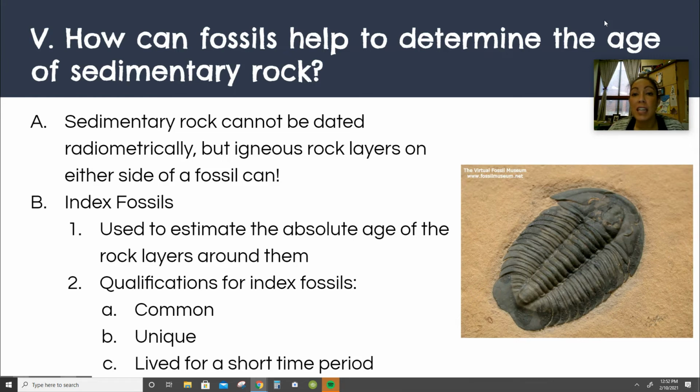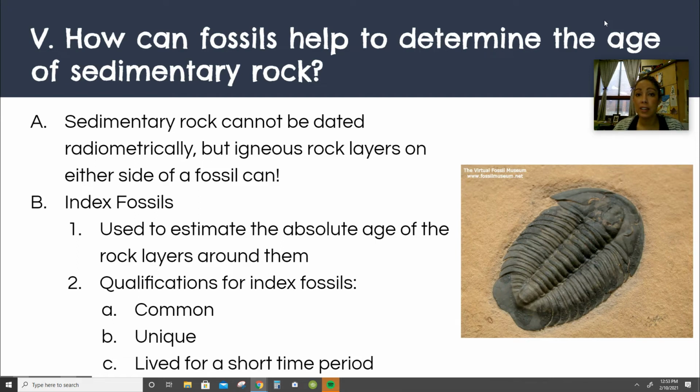So we use index fossils to figure this out. Index fossils help us figure out the absolute age of a rock layer, but it's going to give us kind of a range. Again, we talked about this in 4.2. Index fossils are very helpful for figuring out how old a rock layer is. And then using my relative dating methods, I know anything above that layer is younger than that fossil, and anything below that layer is older than that fossil.